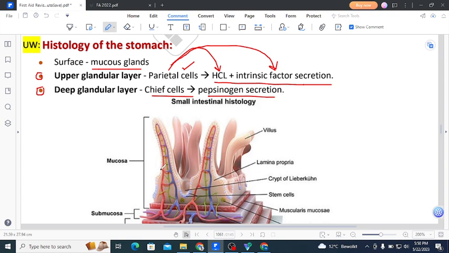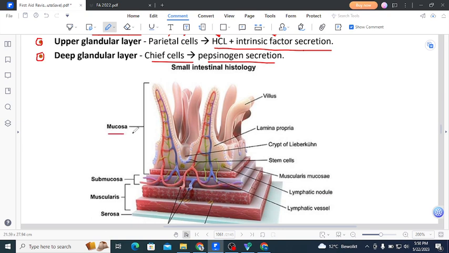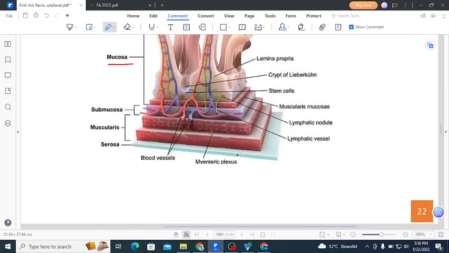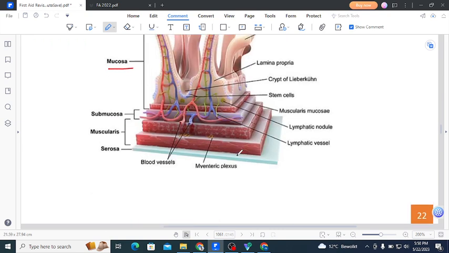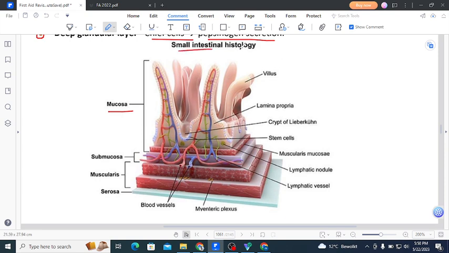So here you can see the mucosa, but this is the mucosa of the small intestine. So this is not stomach, this is the small intestine histology. Above that you can see the mucosa. These finger-like projections that are moving into the lumen, these are villi. These indentations are called the crypts of Lieberkühn. Then we have the lamina propria just below the epithelium. Then the stem cells are present in the crypts of Lieberkühn.